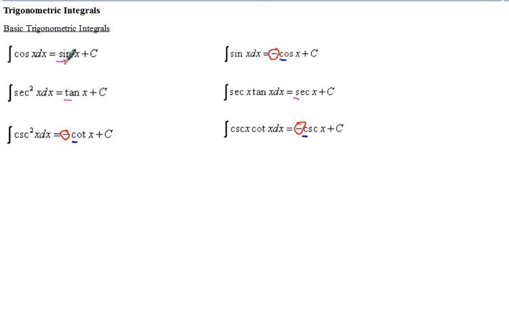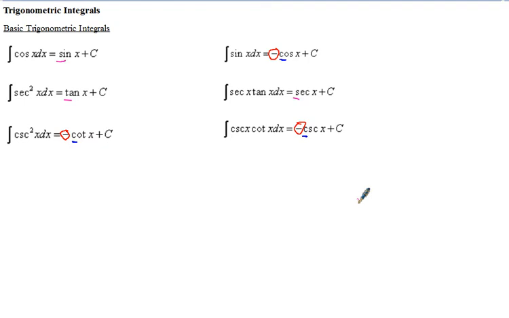That's one way you can remember which ones are positive and negative. If the answer starts with C on antiderivatives or integrals, then you know it's negative. But I organize these in another way so you can see some other patterns. Sine and cosine are the easiest ones, obviously. You just have to remember if it's negative or positive.